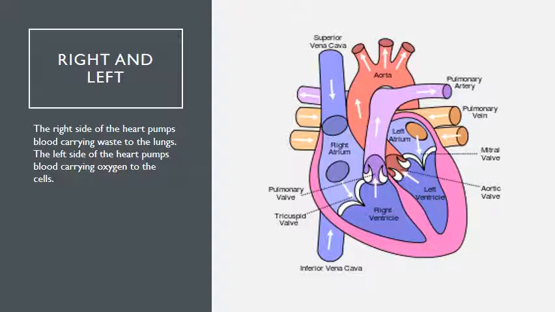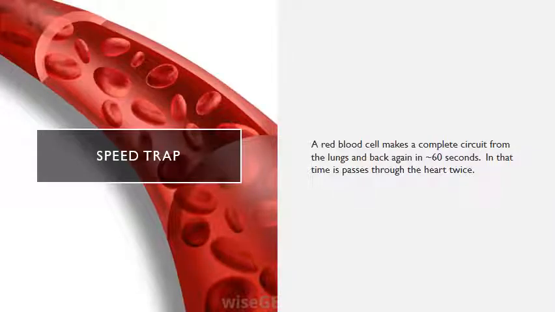What I really care about is the big picture. It's all about moving the gases. How are gases exchanged? So the right side of the heart pumps blood carrying waste to the lungs. The left side of the heart pumps blood carrying oxygen to the cells. As you're going through the body, the blood cell makes one complete circuit of the body. It goes through the heart twice.